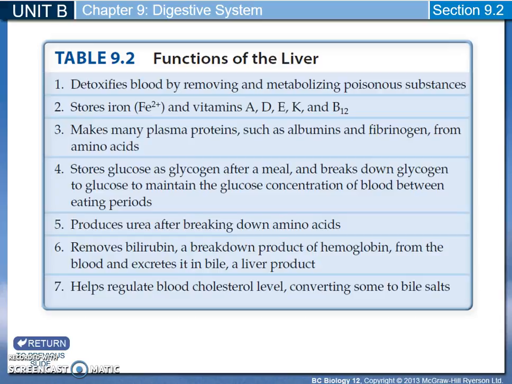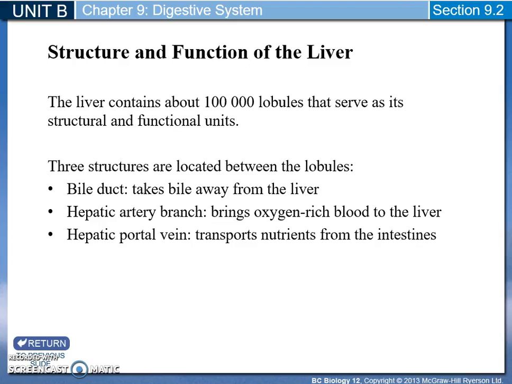It removes bilirubin, which is a breakdown product of hemoglobin, from the blood, and excretes it in bile. As red blood cells are broken down, one of the products of breaking down the hemoglobin is bilirubin, and the liver removes that from the blood. It also helps regulate blood cholesterol levels and converts some of that to bile salts. So a very important organ in the body, which is the liver.